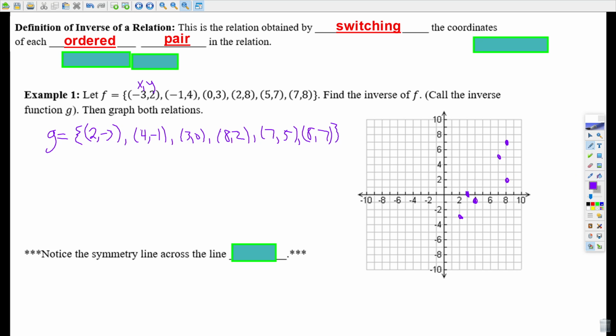All right, and then we're going to change the color, and I'll make this one red. So red is the f function. So we have (-3, 2), (-1, 4), (0, 3), (2, 8), (5, 7), (7, 8). As long as I did this correctly, hopefully you can tell what's going on whenever you switch the ordered pairs.